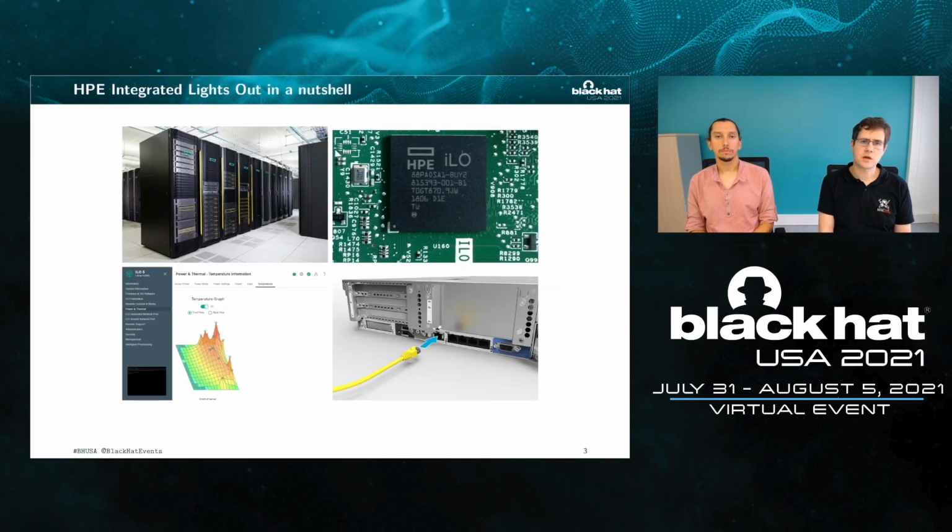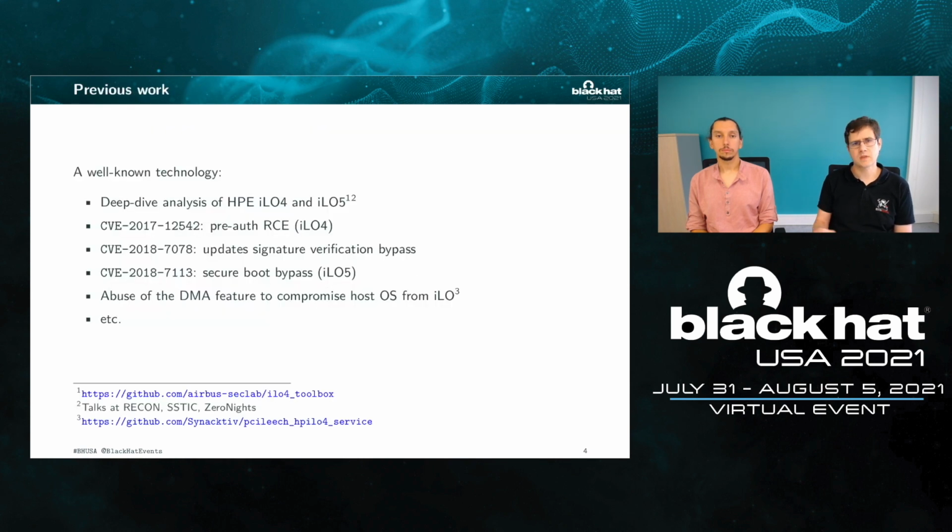So let's talk about iLO. iLO is a full system running on dedicated hardware in every HPE server in the world. It allows system administrators to perform various administrative tasks on the server as if they were physically close to it. For example, they can recover various information such as the temperature graph you can see on the image, but also have all the features of an IP KVM, such as rebooting the server to boot on another media, etc.